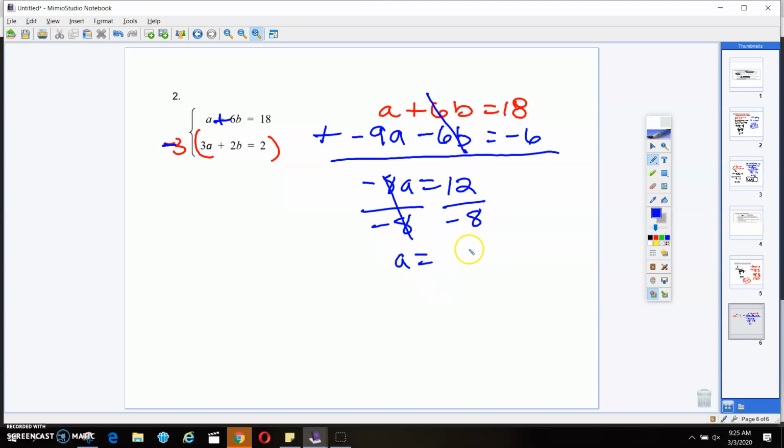Okay, divided by negative 8 on both sides. 12 divided by negative 8. Yeah, don't come for me. 12 divided by negative 8 is negative 1.5. Okay, so a is negative 1.5.